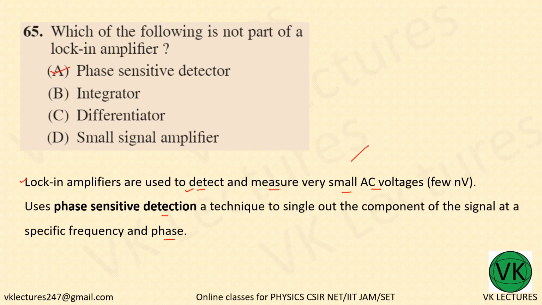So there must be a requirement of amplifiers as well as integrators. So small signal amplifier is there, integrator is there. The only thing which is not present in the lock-in amplifier is differentiator. Differentiator is not present in the lock-in amplifier. So your correct option is option C.